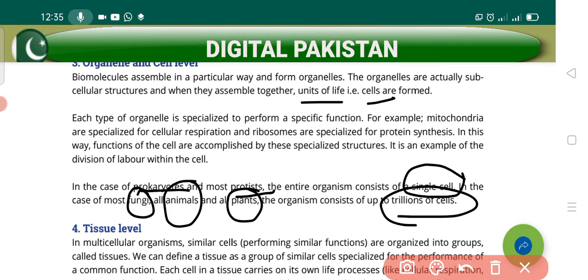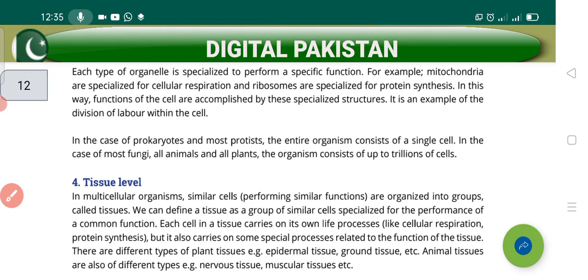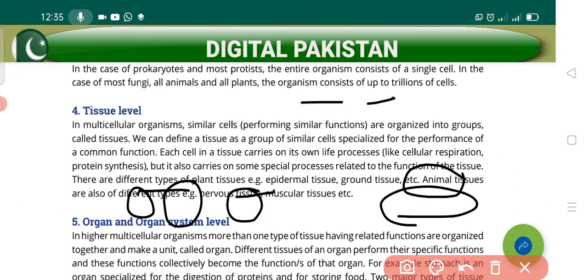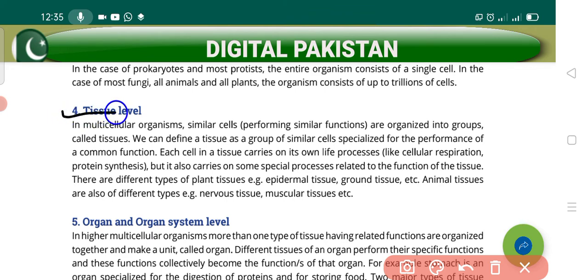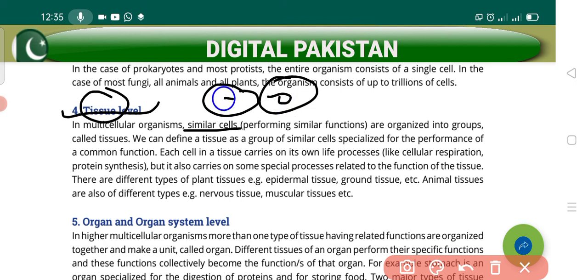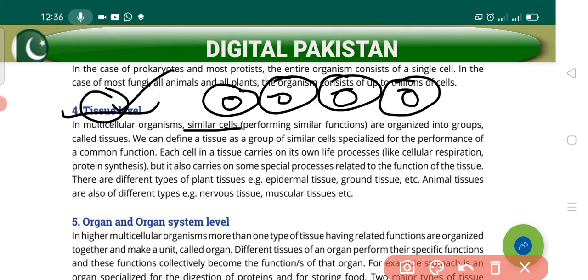Right? Now students, let's see the next thing, and that is the tissue level. To explain the tissue level, basically, beta, tissues are made up of similar cells. Let's suppose these are the cells, and when these similar cells organize themselves into a specific, organized group, then that will be known as a tissue. When the similar cells arrange themselves in an organized group, and all the cells are performing the same function, then that will be known as a tissue.